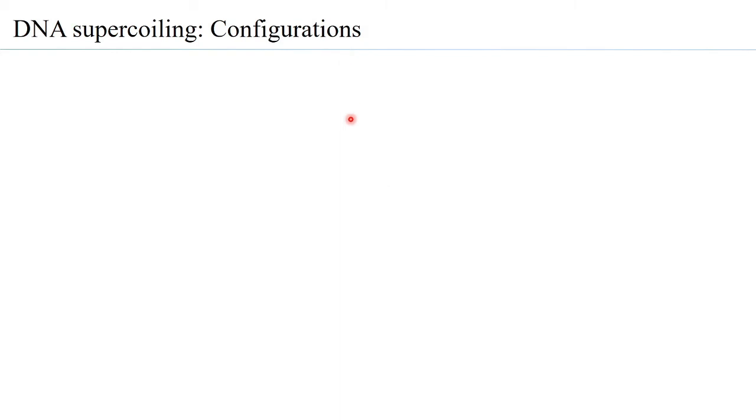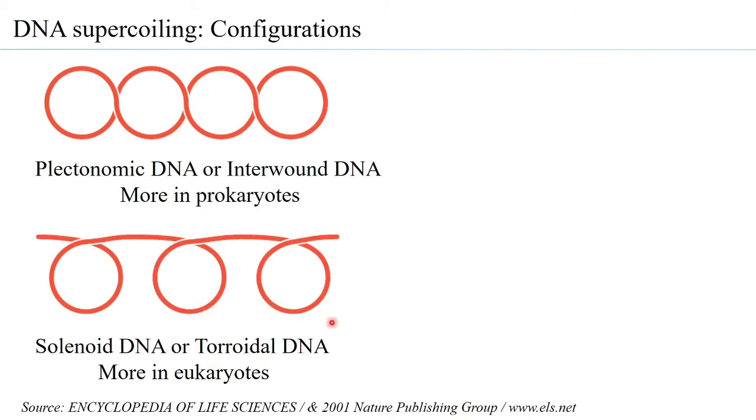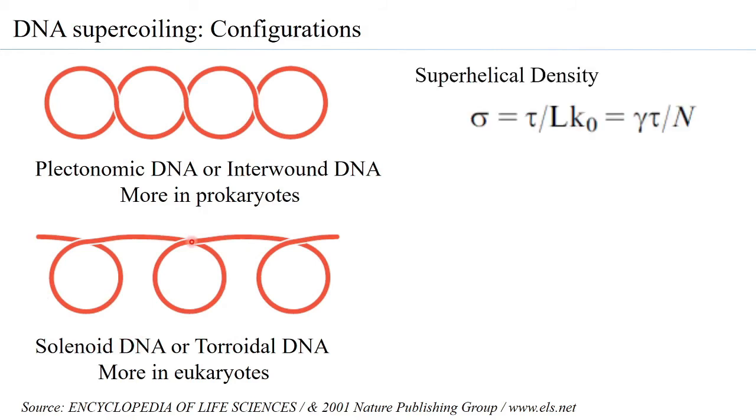So what are the configurations possible because of these supercoilings? You can have an interwound DNA, also called a plectonemic DNA. Such a configuration is found more in prokaryotes, because the DNA in prokaryotes is a closed circular DNA. In linear DNA, which is present in eukaryotes, you will find that there is supercoiling, but the supercoiling is what is called toroidal, or also called a solenoid DNA. So these are configurations arising because of supercoiling.